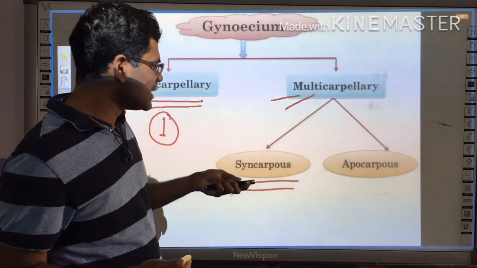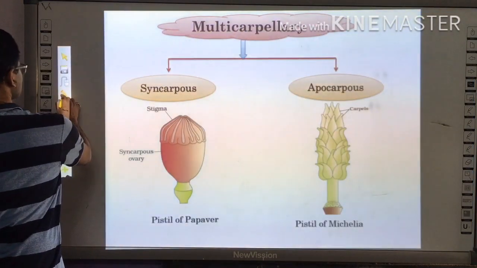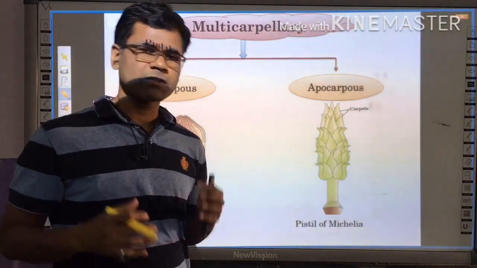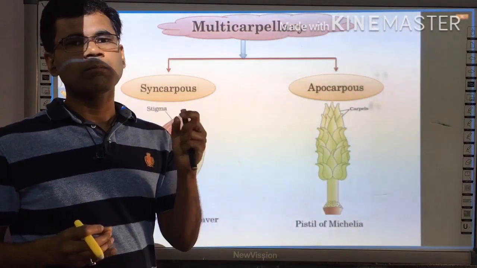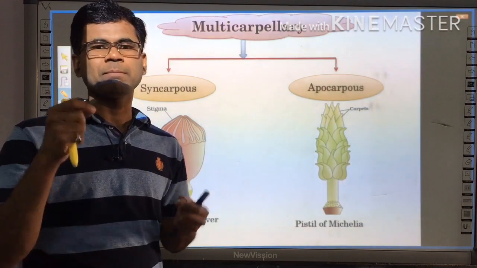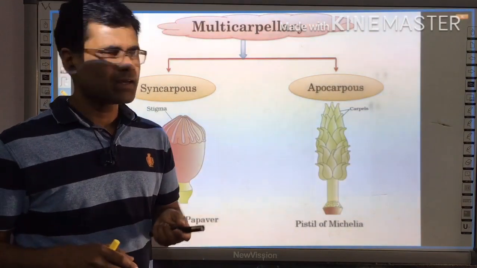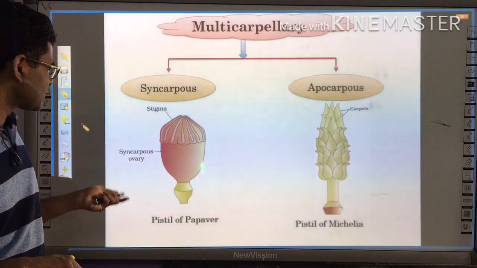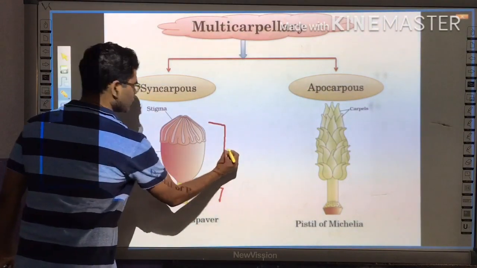Let us discuss a little bit more about syncarpous and apocarpous. In this diagram, I have shown the two conditions. Syncarpous, as I told, is when an ovary has more than one carpel and all the carpels are fused together. For example, the very good example given in your NCERT is Papaver somniferum. If you talk about the pistil of Papaver somniferum, this is the thalamus, and from here to here it is the ovary.